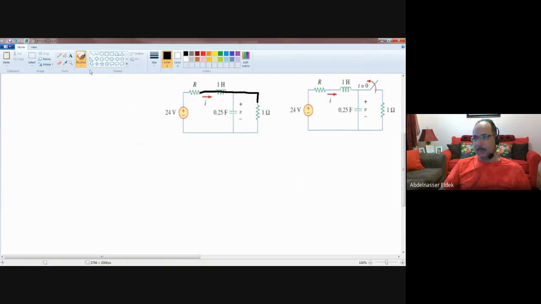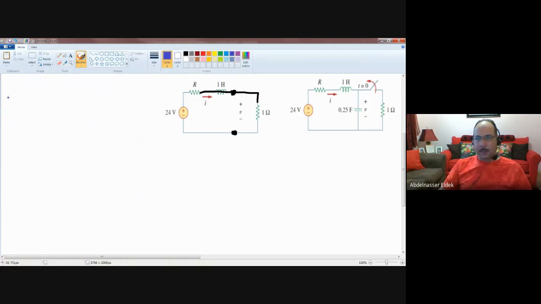In case of DC, usually the inductor is short circuit. The capacitor is open circuit, so let us take this out. And remember the position of the capacitor. So actually, this is the voltage across the capacitor here. The voltage across the capacitor is between these 2 points, which is the voltage across the 1 ohm.